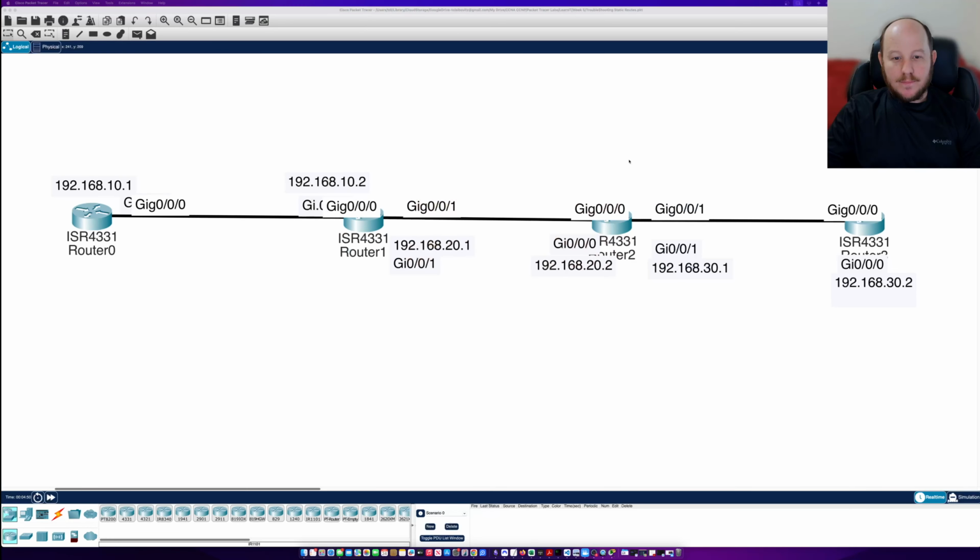Hello everybody, welcome back. Today I'd like to do a packet tracer lab with you to go over some concepts related to static routing. I have a lab prepared here with four routers: router 0, router 1, router 2, and router 3. The goal of this lab is to have router 0 communicate all the way across to router 3.